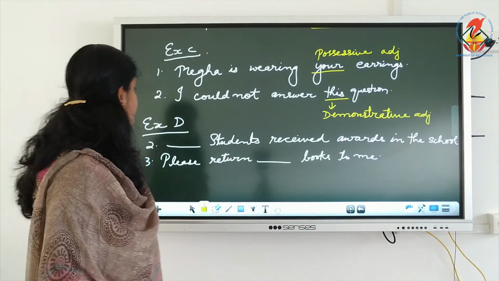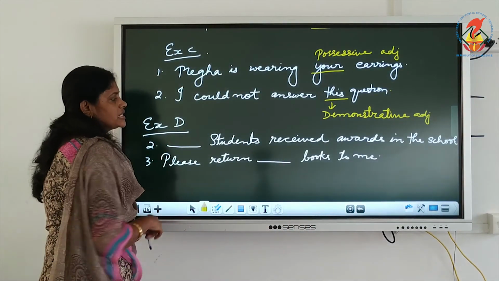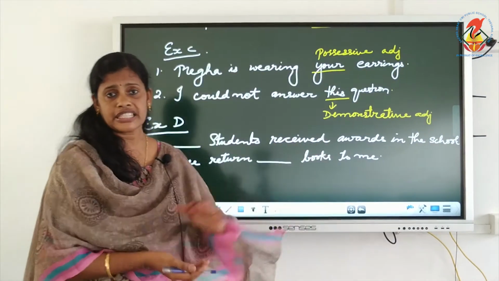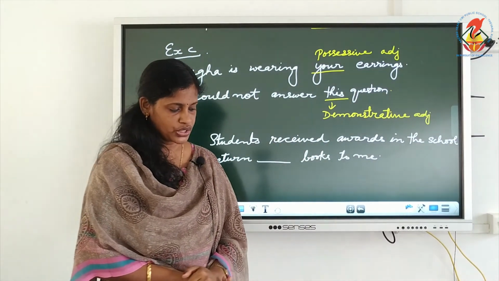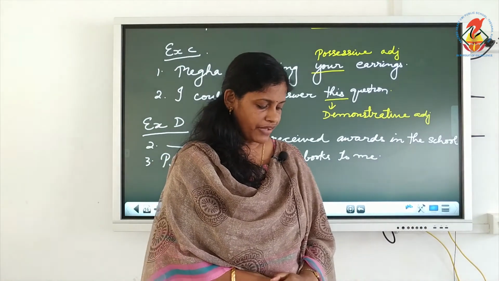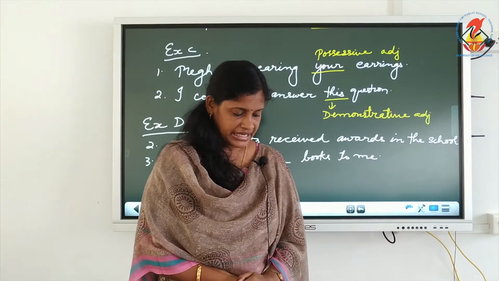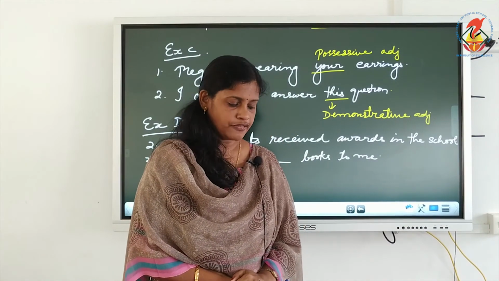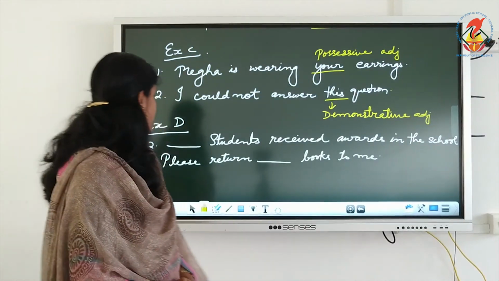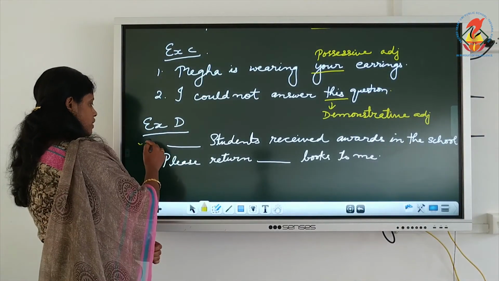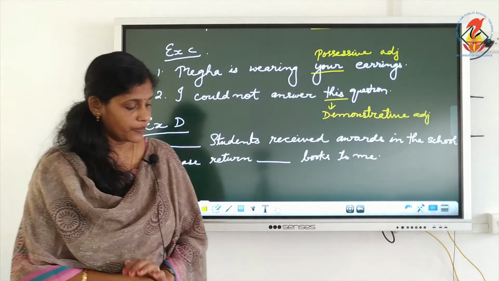In the same way, in exercise D, the questions they have asked you what kind of adjectives you have to fill. Look into your books, children. Fill in the blanks with the type of adjectives mentioned in the brackets. The first one has been done for you. So I am doing the second one, not the first one.